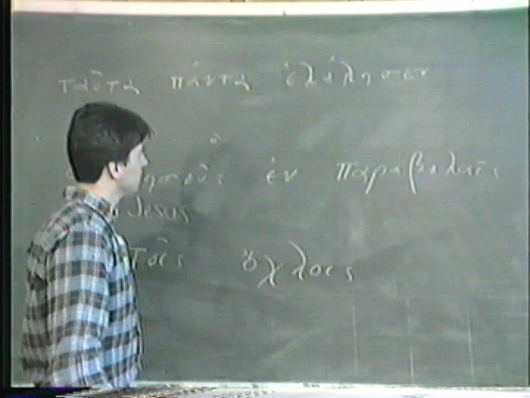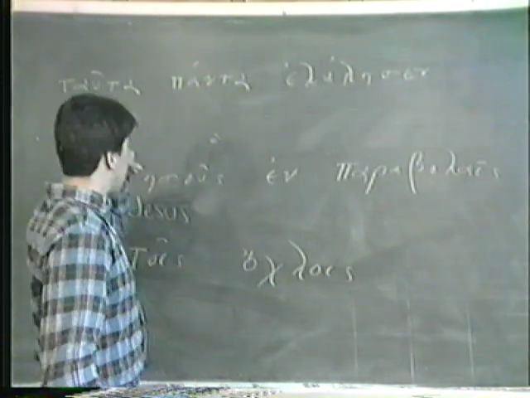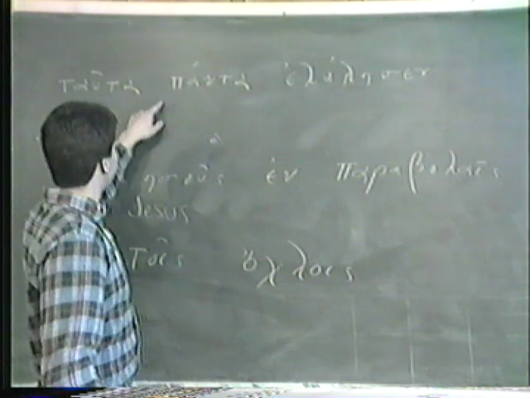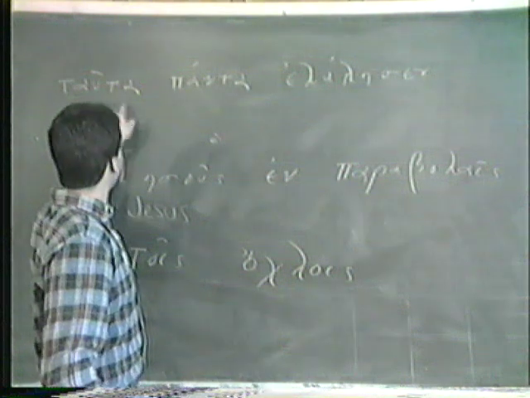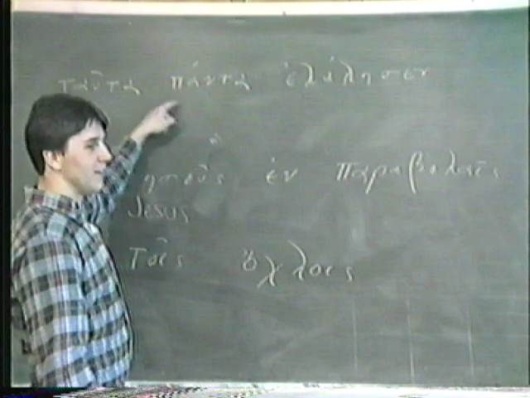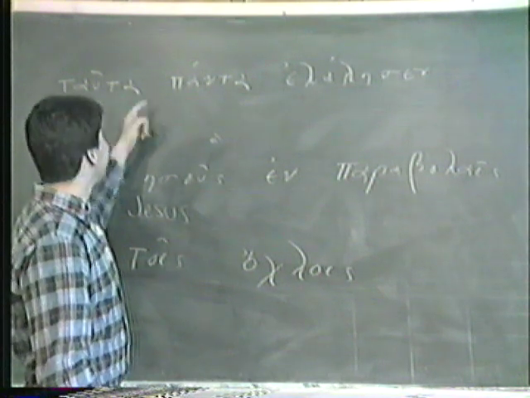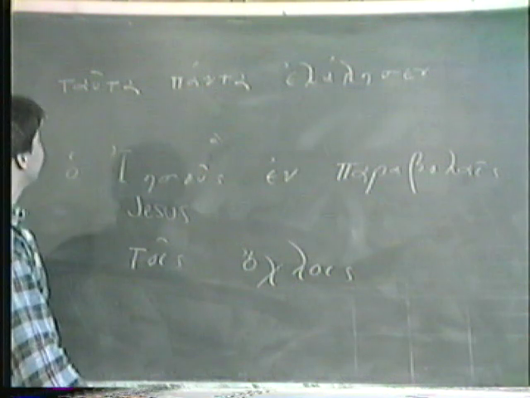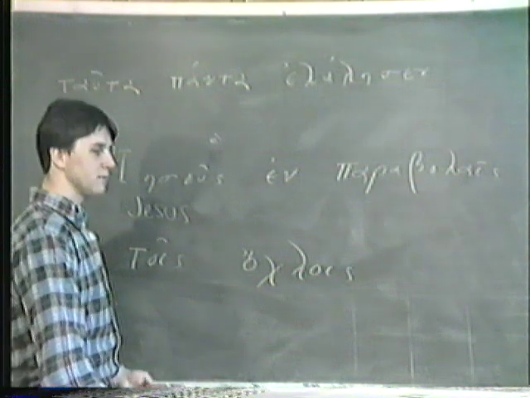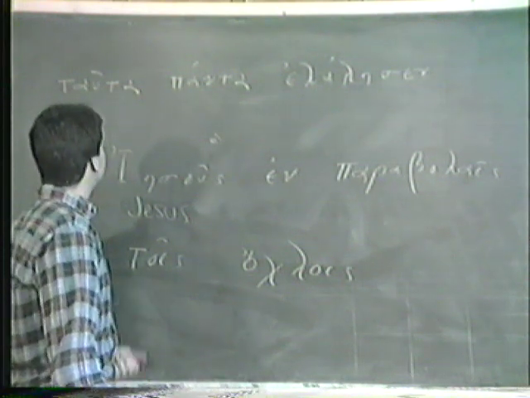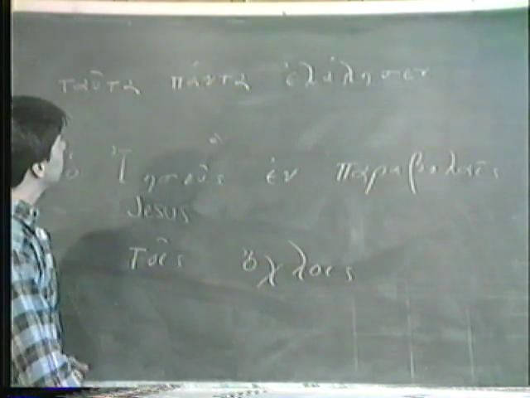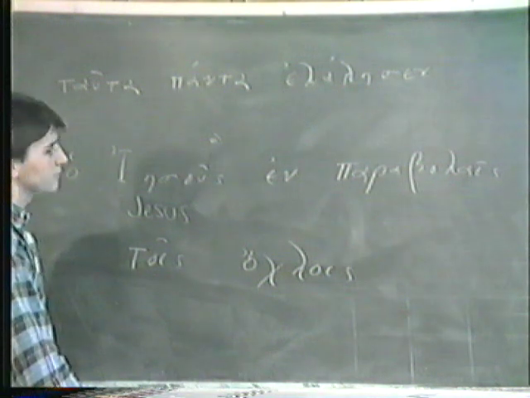Then I went up to the adjective. I don't know how to put these. Well, what kind of word is tauta? What part of speech? It's a demonstrative pronoun. In what gender? Masculine, feminine, neuter? Neuter.